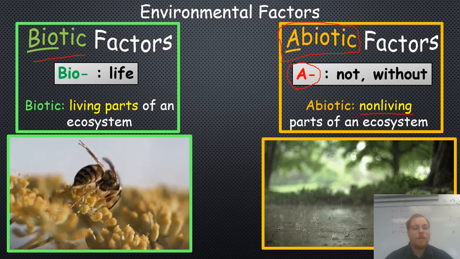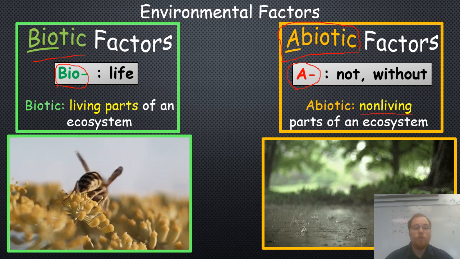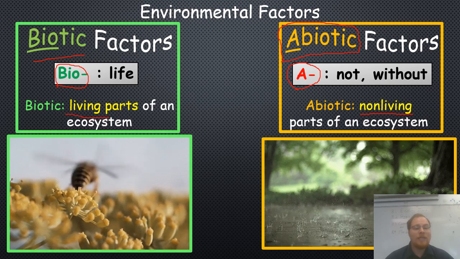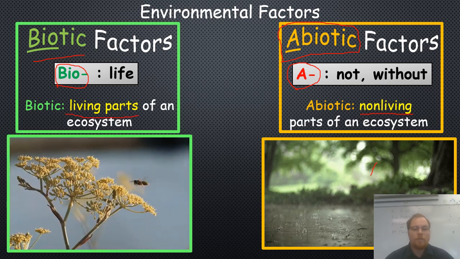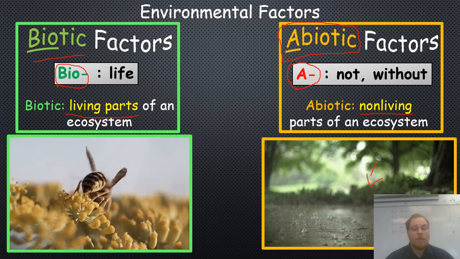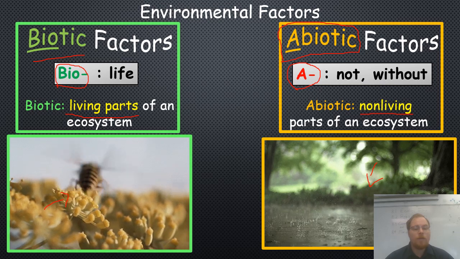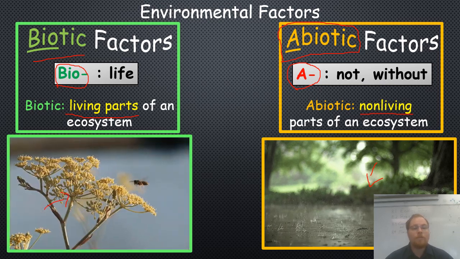Biotic factors, bio means life. You have stuff like biofuel, which is fuel that comes from life. And it is any kind of living part within the ecosystem. So in these pictures here, this rain is going to be a non-living abiotic factor, where the bee and the flowers and everything else you see in this picture that's alive is going to be the biotic factors.